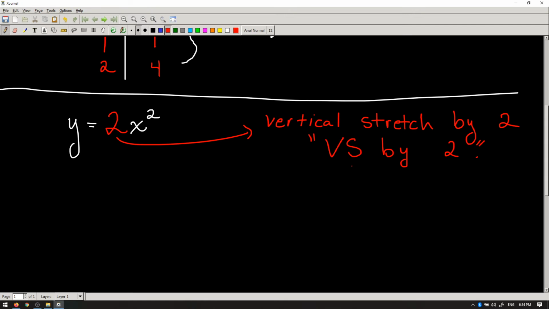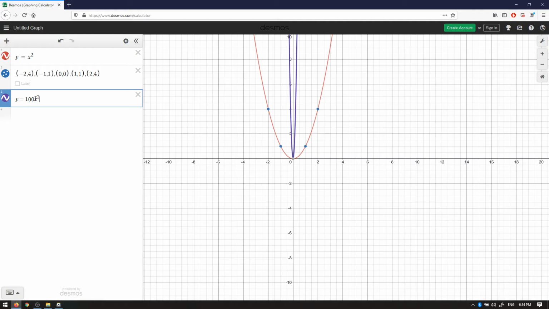Now some teachers want you to say by a factor because it means a multiplicative factor, but for my sake I'm just going to write by 2. Okay? So that's for values that are bigger than 1. What about values that are smaller than 1? So for example, if I have decimal values, what if I had, instead of something as dramatic as 100, what if I had 0.5? See, that's a decimal that's smaller than 1.